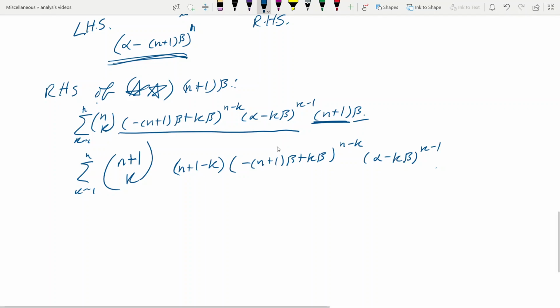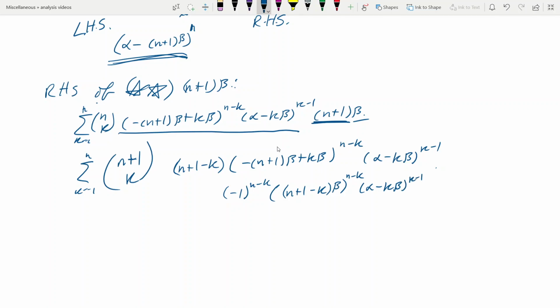Okay, and actually in here, I'm going to factor out the beta, and I'm also going to take out the negative 1. So that is going to result in a negative 1 to the n minus k, n plus 1 minus k times beta. I forgot this beta at the end here. Oops. Sorry about that.